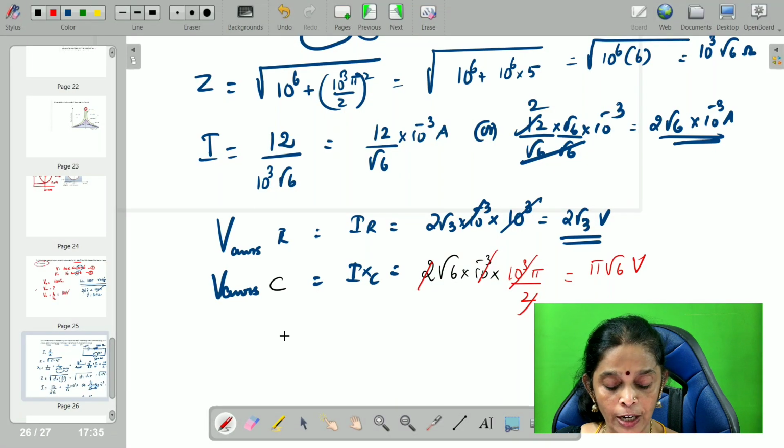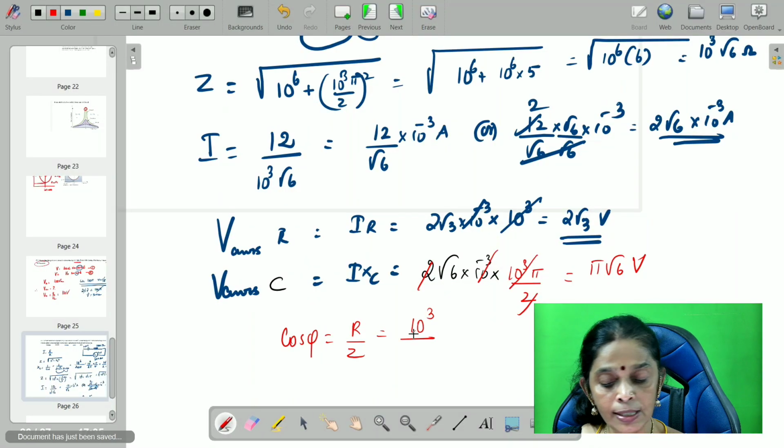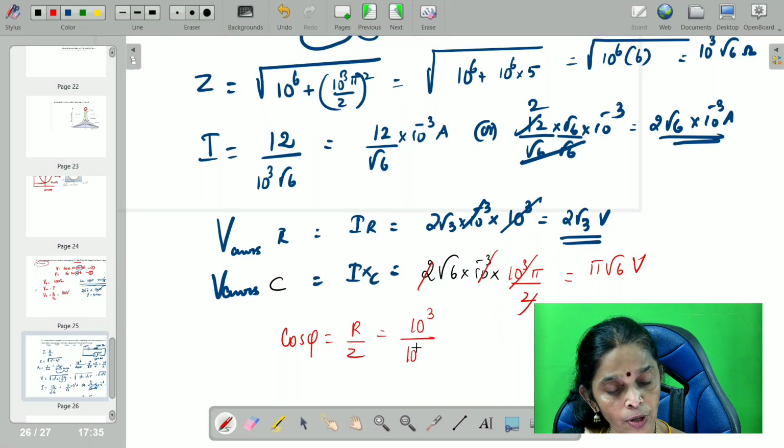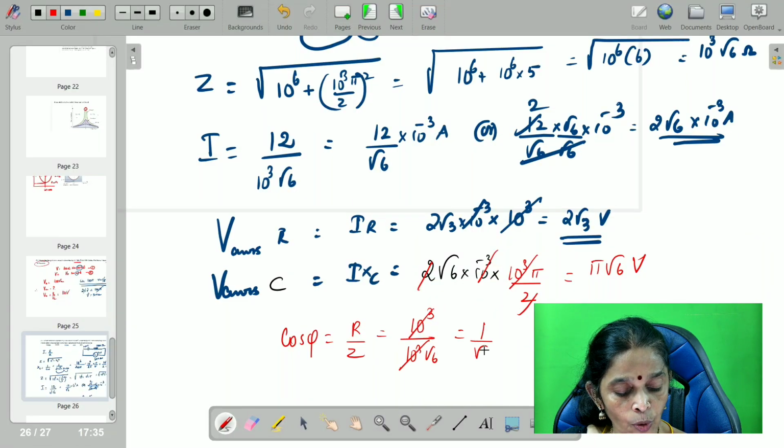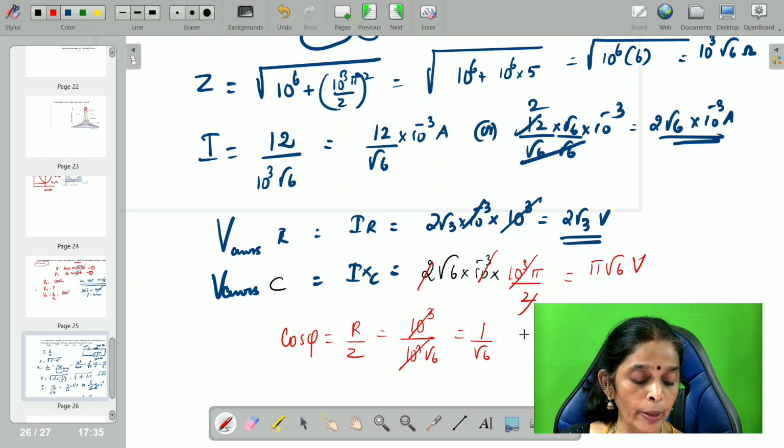Phase angle you have to find out. Cos phi is equal to R by Z. What is R? 10 power 3. What is Z? Just now we found out 10 power 3 into root 6. So 10 power 3 can get cancelled. So cos phi is equal to 1 by root 6. If you want to find out the phi value, you can use the logbook and then do it. Or I can write it as phi is equal to cos inverse of 1 by root 6.